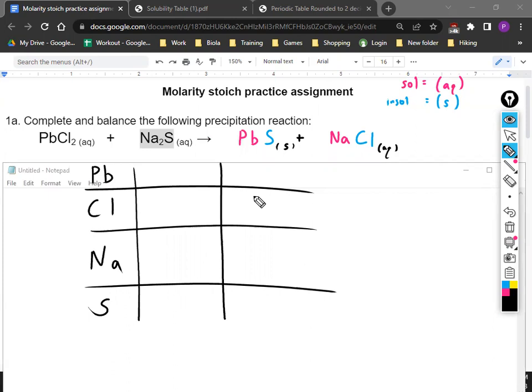Okay, so let's just count the elements. If you take a look on the left side of the arrow right here, how many Pb do you see on the left side? Yeah, just one. Okay, we see Pb. There's no number next to it, so we got one. Okay, let's go to the next one.